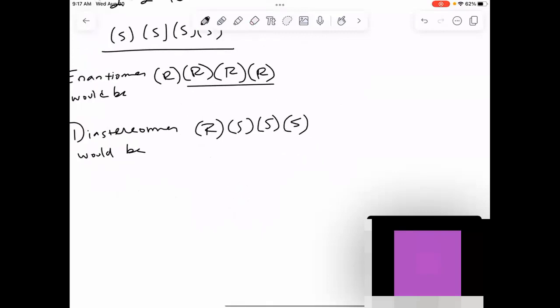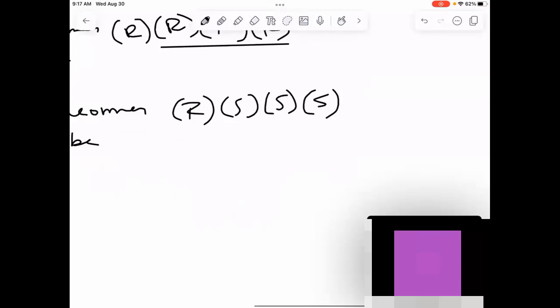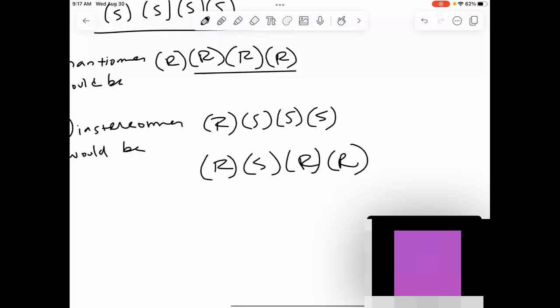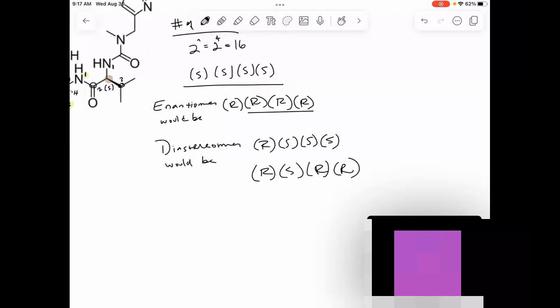Because that enantiomer would have a diastereomer also. So we could say R, S, R, R. That would definitely be one. And you can consider each one of those, the original image and the mirror image, changing 1 stereocenter at a time to get a diastereomer. So at least 4 diastereomers from each one, right?